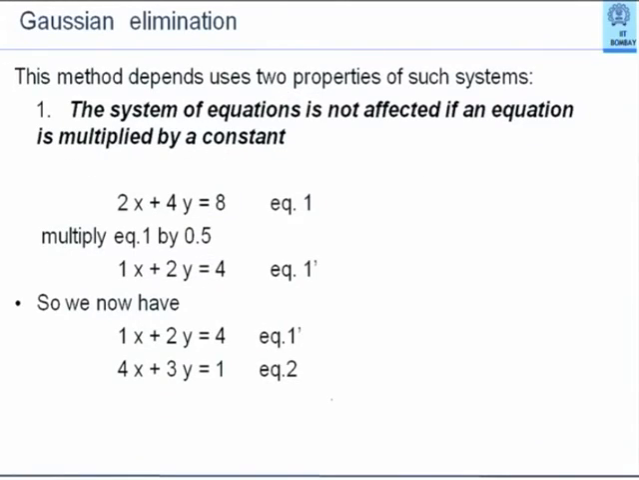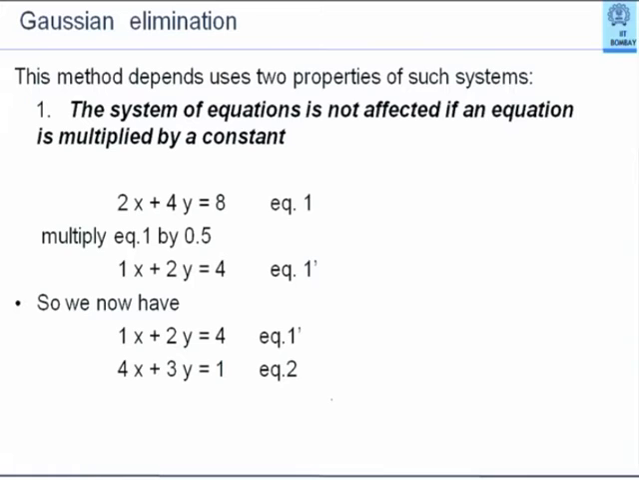One known technique is called Gaussian elimination, which is based on simple algebraic properties of the set of such linear equations. The first property is that the system remains unaffected if any equation in that system is multiplied by a constant. Common sense? So if I have 2x plus 4y equal to 8, if I multiply it by 0.5, I will get 1x plus 2y equal to 4. Please note that equation 1 dash and equation 1 are absolutely identical in terms of information that they carry. There is no new information in either one of them. One is derived from the other. So the whole system remains the same as it was.